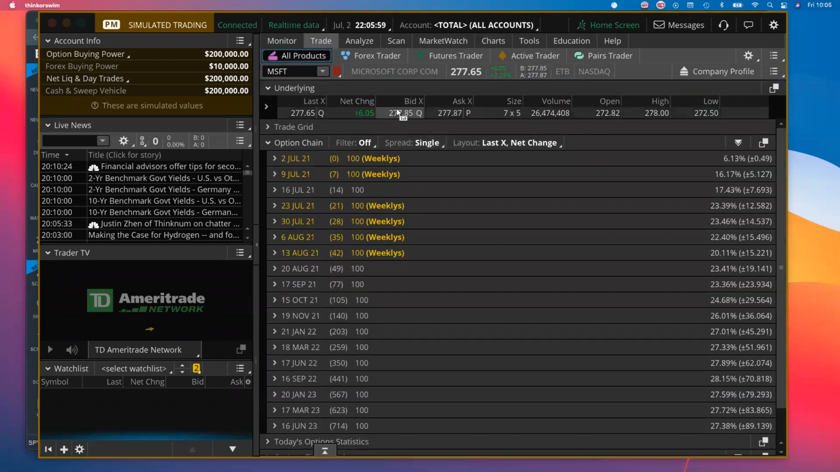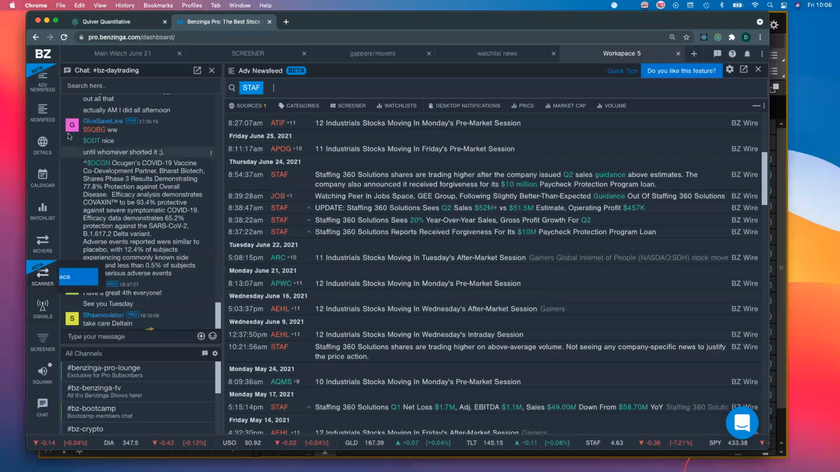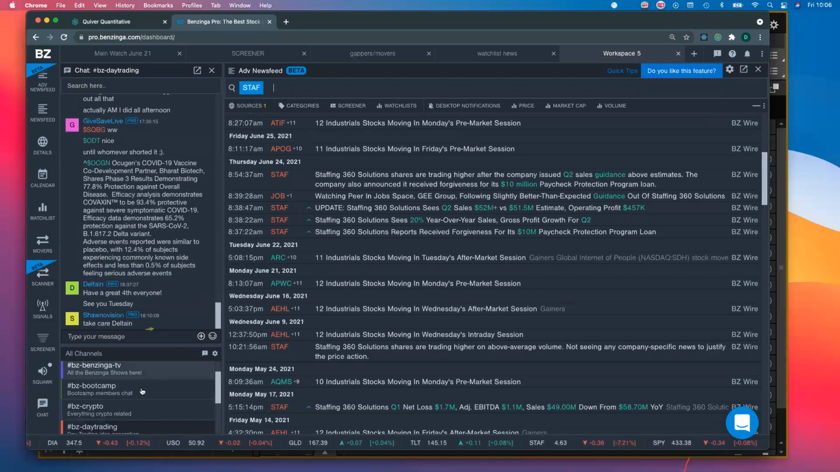Like if I want to just buy one, I'll go into here. How do I find the tickers to alert? I mean, there's a bunch of ways. One of the ways, like I said, is through Benzinga. You have your chat over here, and they have several different channels, like day trading. But in day trading, people will post tickers that you don't know if they're good or not.